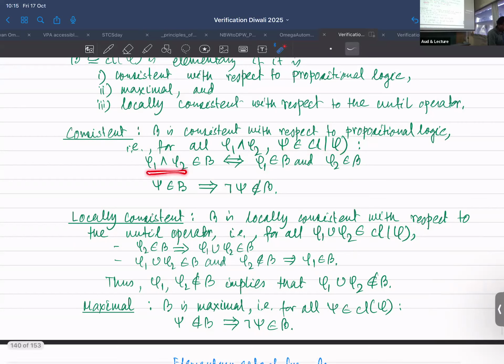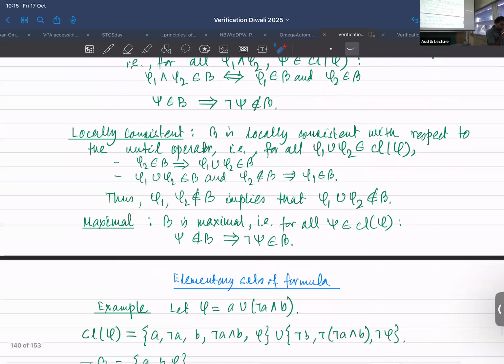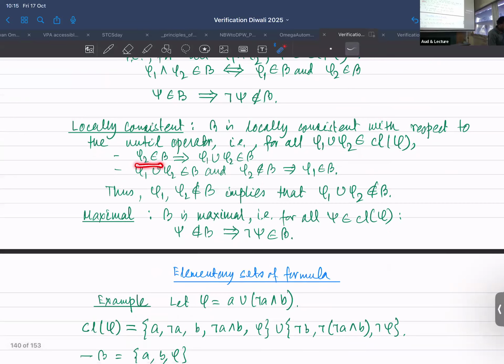So phi 1 and phi 2 belong to beta if and only if phi 1 belongs to beta and phi 2 belongs to beta. So this is consistent, and if psi belongs to beta, then negation of psi is not in beta. And it's locally consistent with respect to the until operator, that is, for all phi 1 until phi 2 belonging to the closure of phi, phi 2 belonging to beta implies that phi 1 until phi 2 belongs to beta.